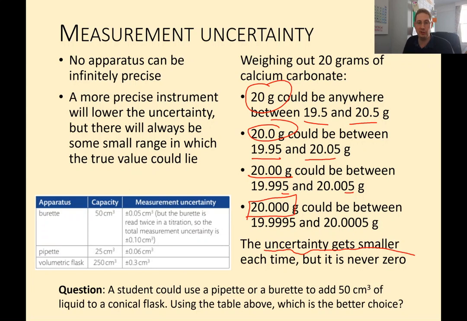Question: a student could use a pipette or a burette to add 50 centimeters cubed of liquid to a conical flask. Using the table above, which is the better choice? Well, if we use the pipette, 25 centimeters cubed only has this source of error. But because we're using it twice, the overall error is 0.12 centimeters cubed. For the burette, however, each reading is 0.05 centimeters cubed, but we need to read it twice. So actually the overall error is 0.1. Still, for 50 centimeters cubed, the burette is better than the pipette.